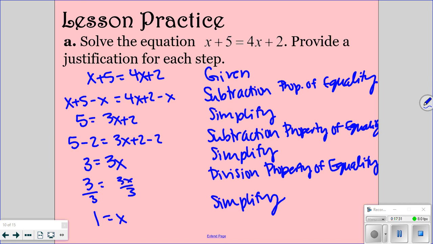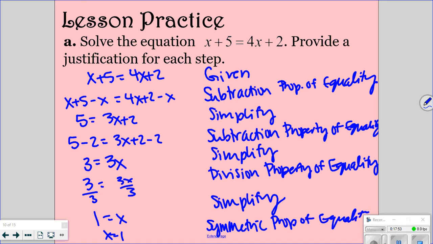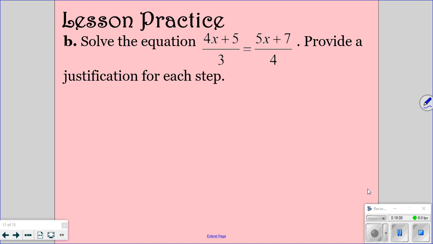If you wanted to make it x equals 1 here, then you would need to use the symmetric property of equality. So if you wanted to flip it around, you could do that. But it wouldn't be necessary. Okay? So that's how that one would work. All right, so let's try this practice problem. Y'all try it by yourself, and then I'm going to go over it.